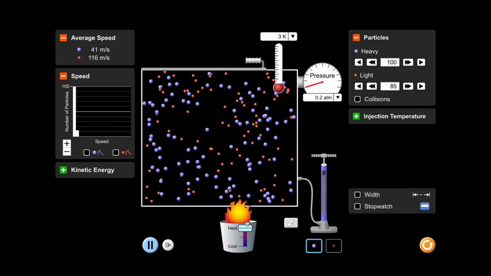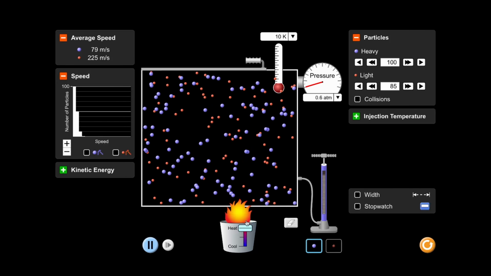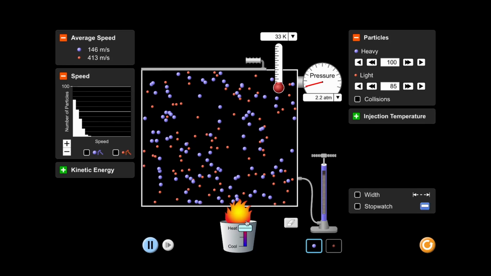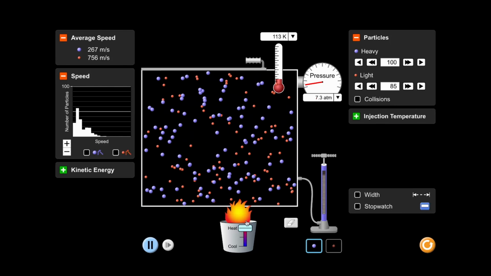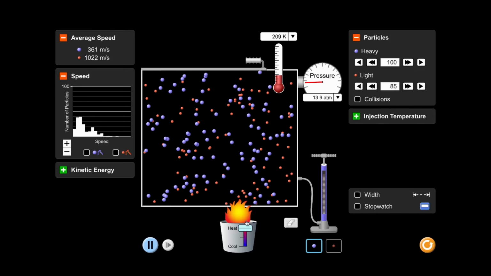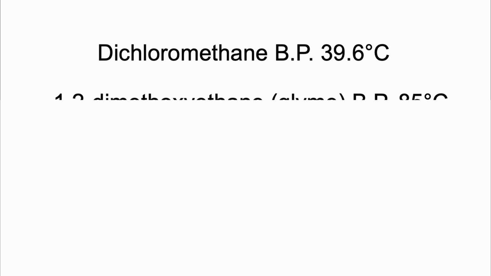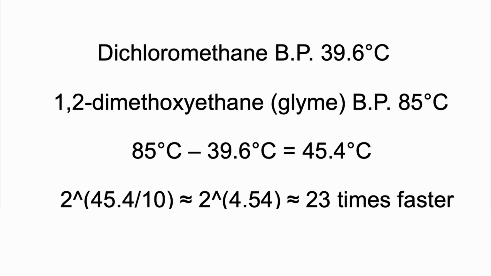One way to look at this is through collision theory. Temperature is how we describe the speed of molecules in chemicals. If we have a higher temperature, the molecules are moving faster. Reactions can occur when molecules bump into each other, so more collisions lead to more reactions. In our example, we're comparing dichloromethane, which boils at 39.6 degrees Celsius, with glyme, which boils at 85 degrees Celsius. The temperature difference is 45.4 degrees Celsius.